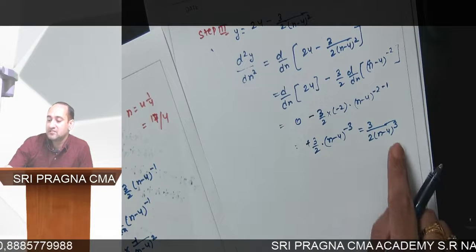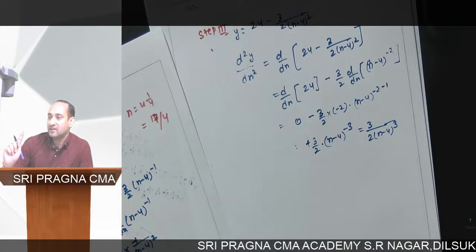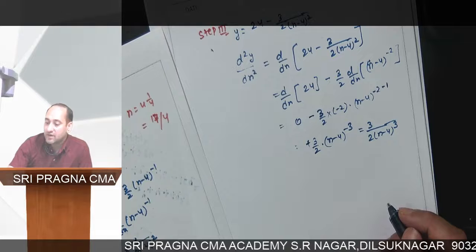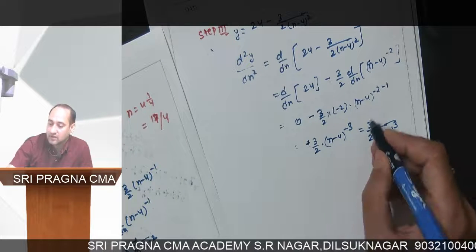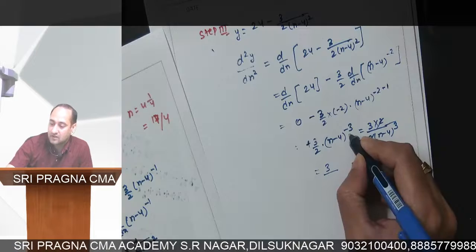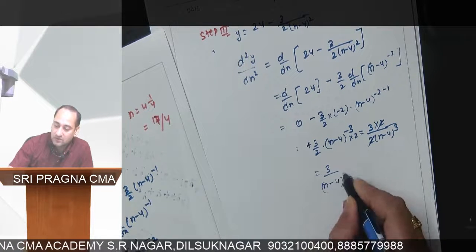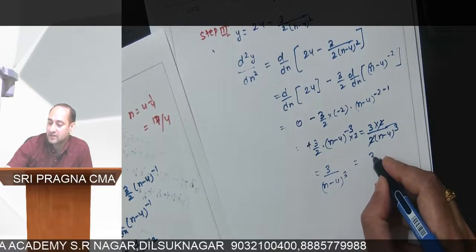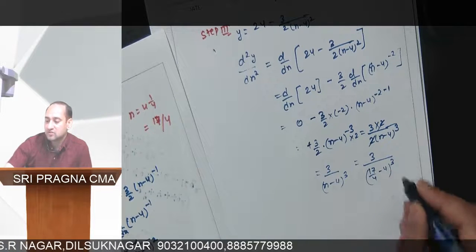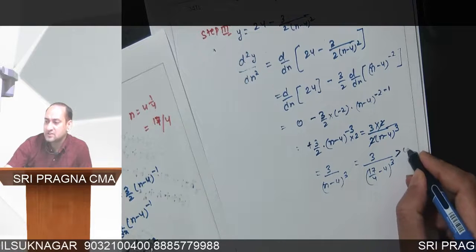Now I need to check whether this value is positive or not, because I don't know the value of n. You have already calculated the value of n. The minus 2 cancels, so 3 divided by (n minus 4) to the power 3. We have already calculated n as 17 by 4, so 17 by 4 minus 4 to the power 3. Solve it and tell me. I think you will get a positive value, greater than 0.